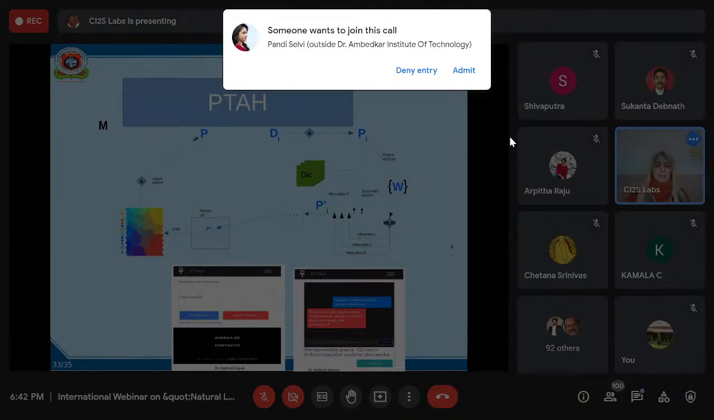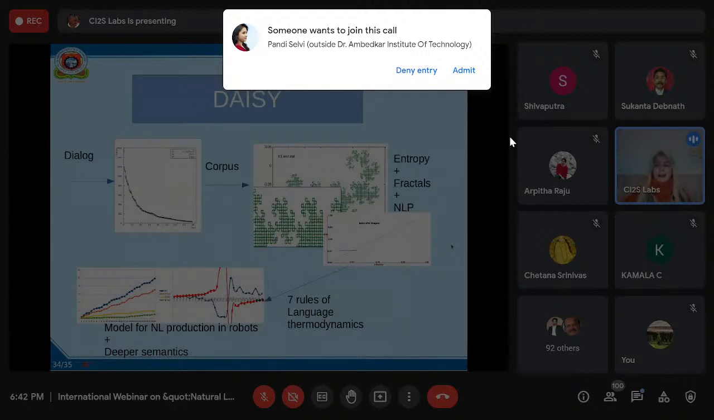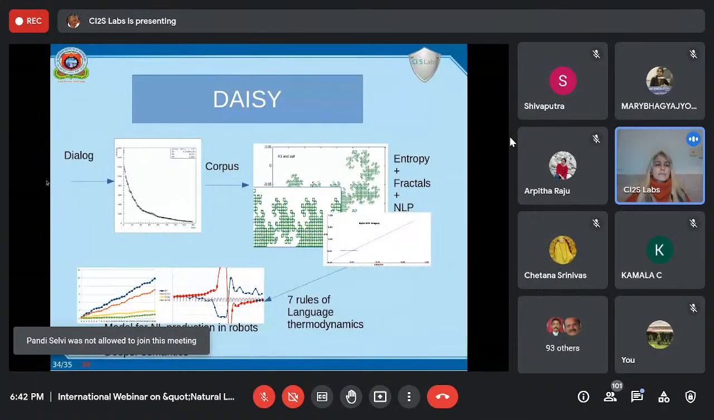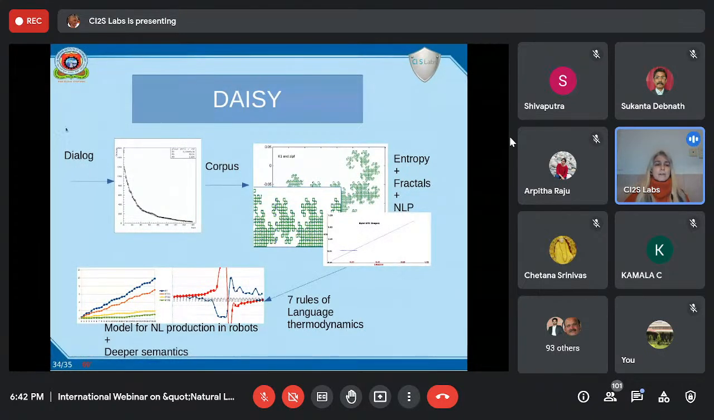The third and my last project here is Daisy, that tries to find from a current dialogue. It converts a dialogue, spoken or written, and transforms it into a corpus, not a tagged corpus, but a corpus, and performs some processing with entropy, fractals, and natural language processing.